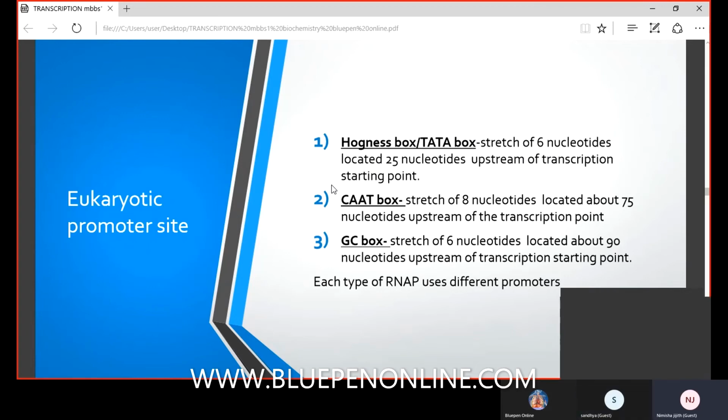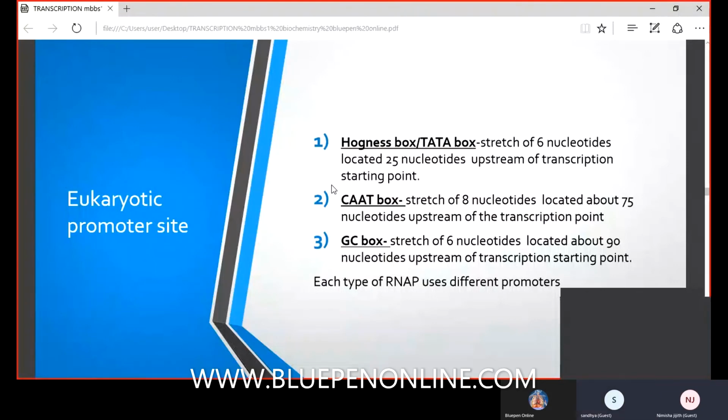Eukaryotes contain the Hogness box, three types of promoter site. The Hogness box, or TATA box, is a stretch of 6 nucleotides located 25 nucleotides upstream of the transcription start point. Then the CAT box is a stretch of 8 nucleotides located about 75 nucleotides upstream of the transcription unit. Then the GC box is a stretch of 6 nucleotides located about 90 nucleotides upstream of the transcription start point.